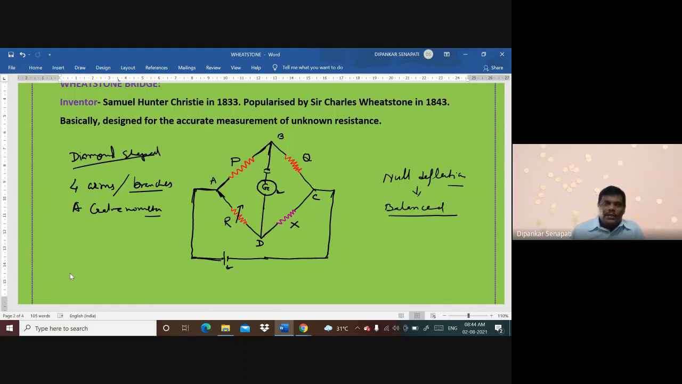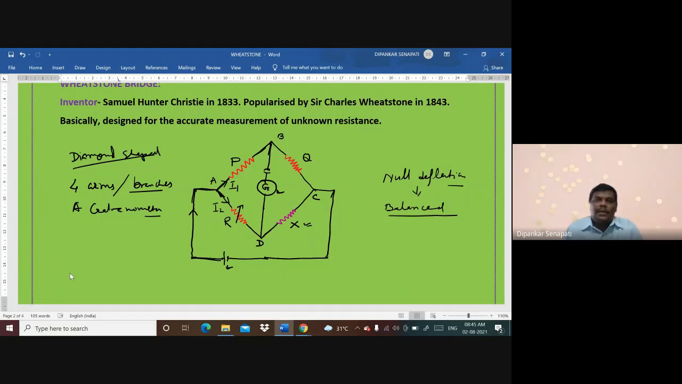So before that, let us distribute current. Suppose some current is drawn from the cell, and a current I1 goes through this arm having resistance P, and another current I2 goes through this having resistance R. Here R is the variable resistance, P and Q are fixed resistances, X is the unknown resistance. We have to find the value of X.